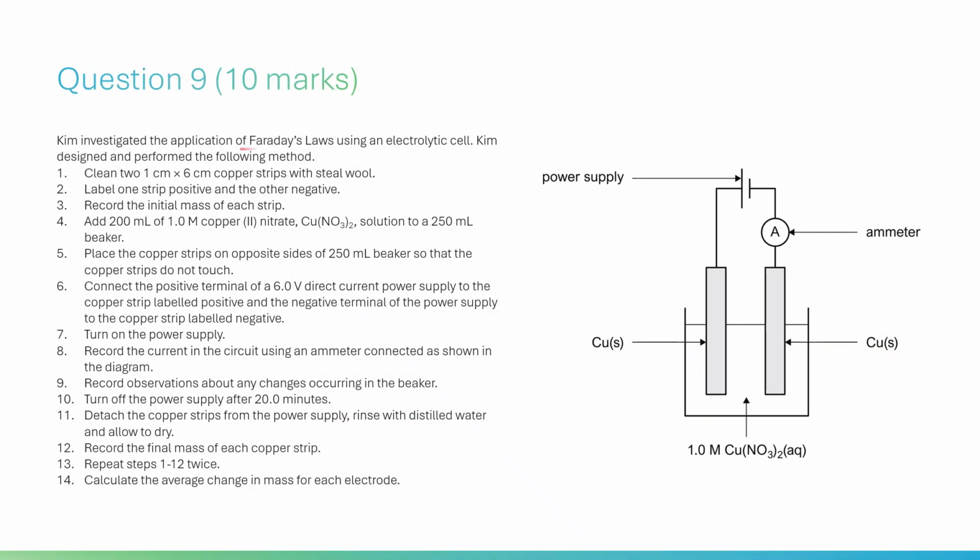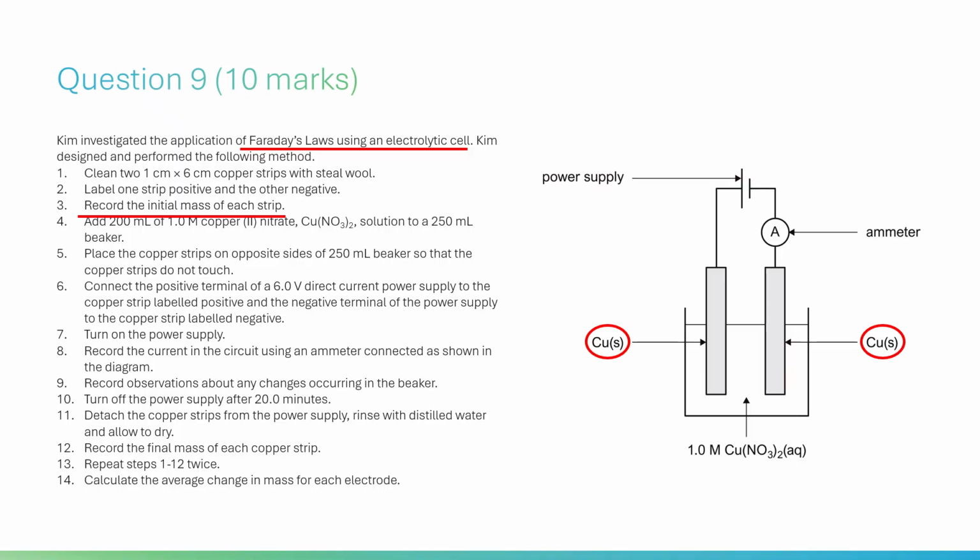Kim investigated the application of Faraday's laws using an electrolytic cell. Kim designed and performed the following method. Clean 2 copper strips with steel wool. Label one strip positive and the other negative. Record the initial mass of each strip.